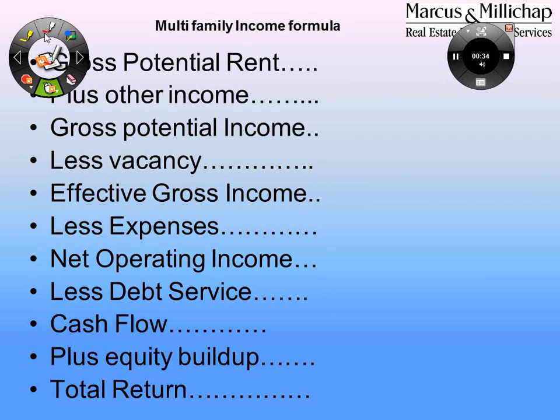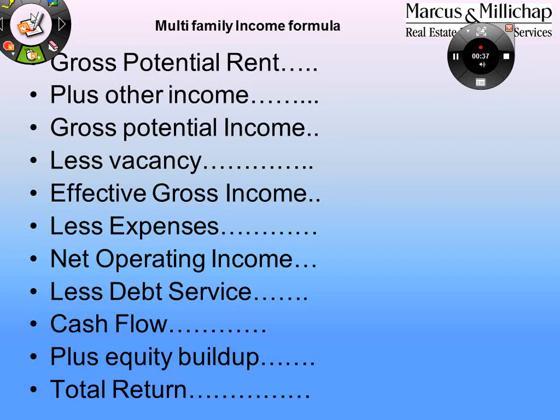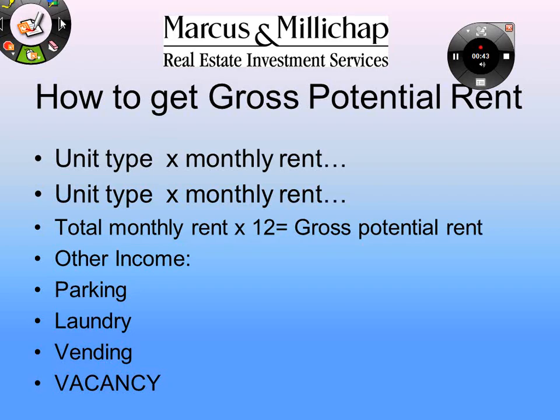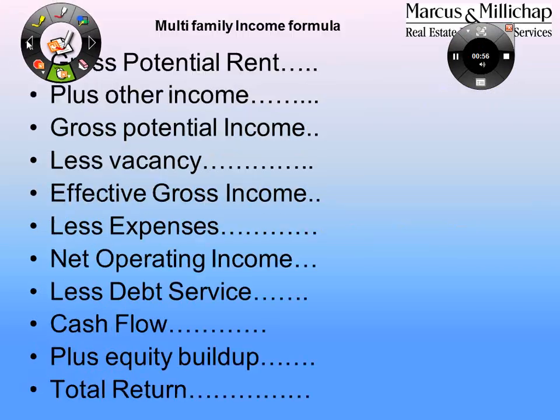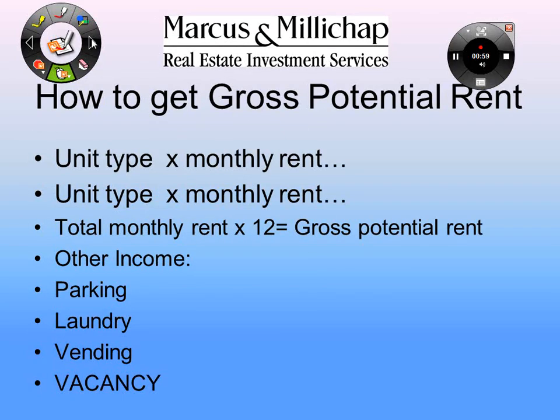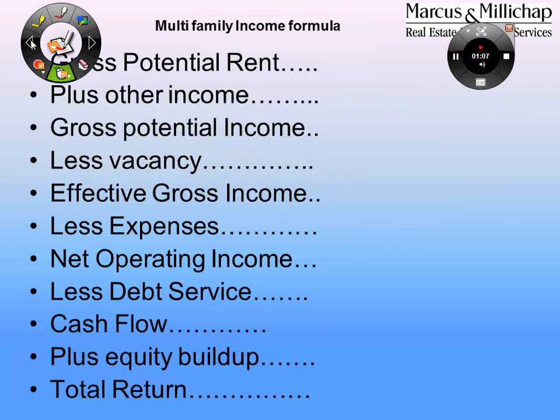So, the income formula starts out with gross potential rent, which is calculated by just multiplying by 12 all of the monthly rents by each unit type. The next item in the income formula is other income. And the way we reach other income is just parking, laundry, and vending. And that's all added into other income plus gross potential rent equals gross potential income.